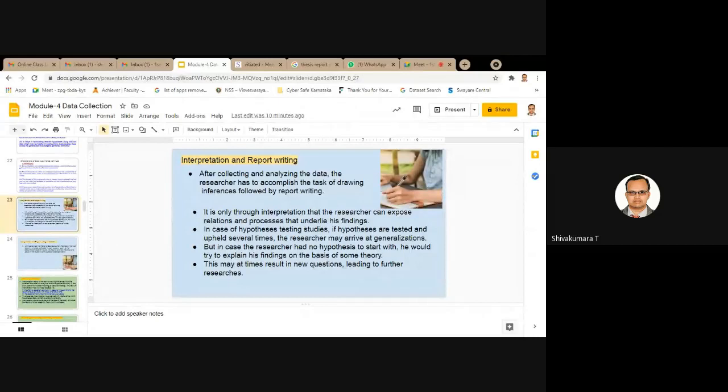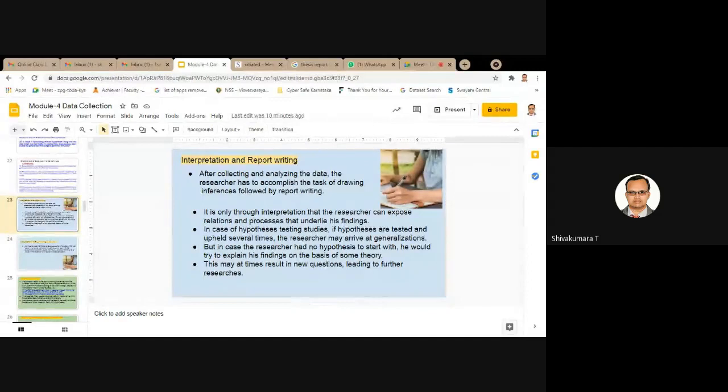Suppose in the case of hypothesis testing studies, if you define the assumption well in advance, later you need to either prove or disprove the assumption you made in the beginning. If hypotheses are tested and upheld several times, the researcher may arrive at generalization.